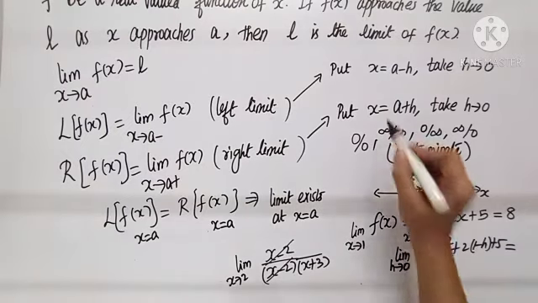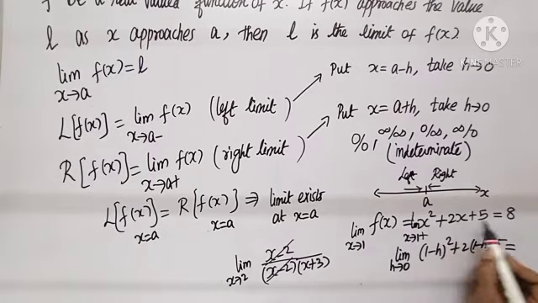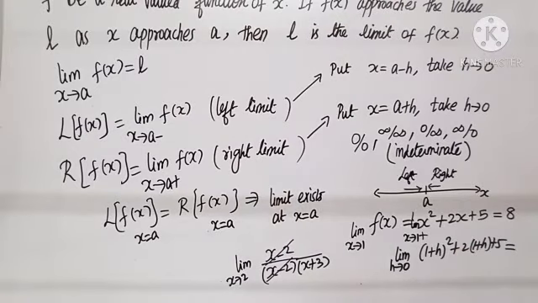Supposing I want right limit. X tends to 1 is the question. Right limit tells me 1 plus. So wherever x is coming, put 1 plus h. Expand it, cancel like terms, whatever you can simplify, do it. Finally, wherever h is coming, put h tends to 0. In a particular problem, if left and right limits give you the same answer, I will declare the limit is that answer.